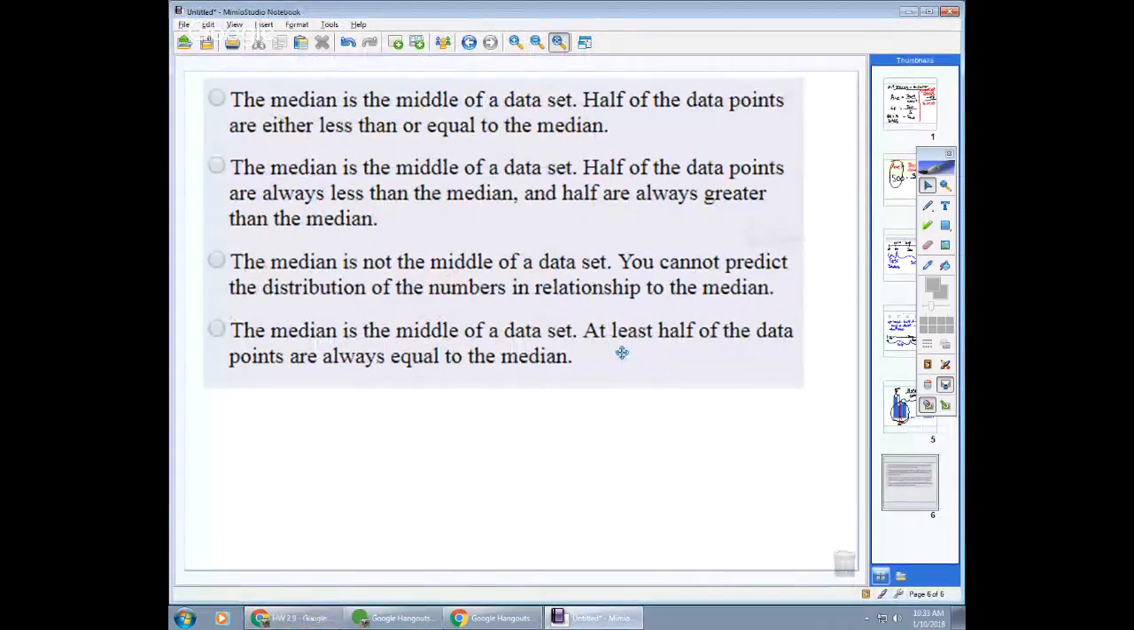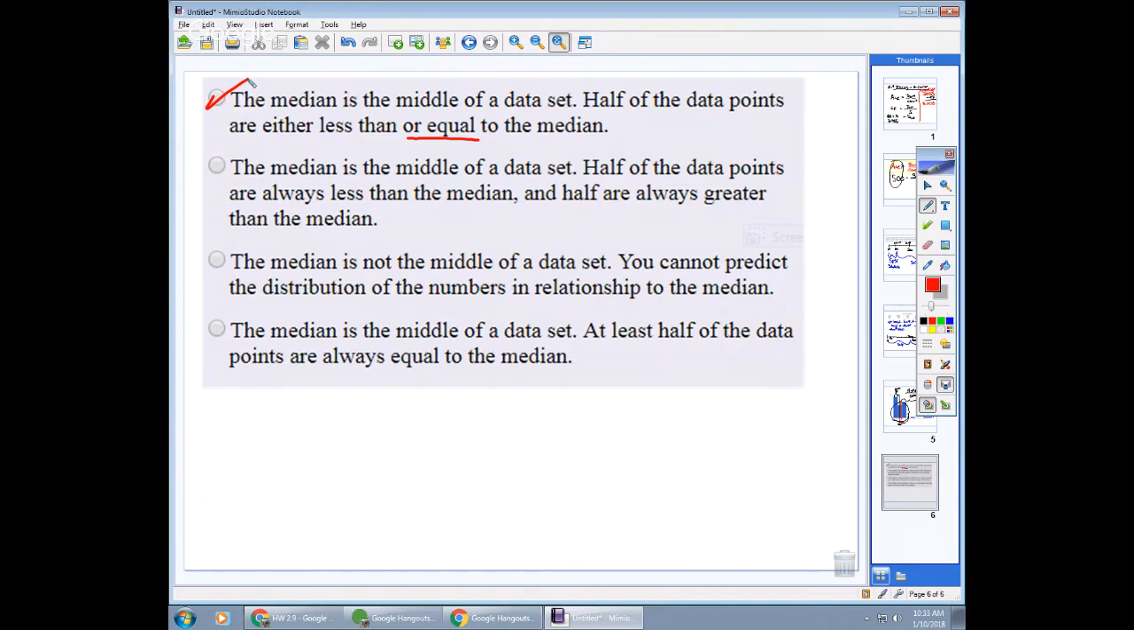All right, so the median is the middle of the data set. Yeah, it's the middle of the data. That's one way to talk about middle. Half of the data points are less than or equal to the median. Yeah, that one's definitely true. One of the important parts: you can't say half of the data is less than, it's got to be less than or equal to, because the median could be one of those numbers. So the "or equal to" is important. I'm pretty sure that one's right.